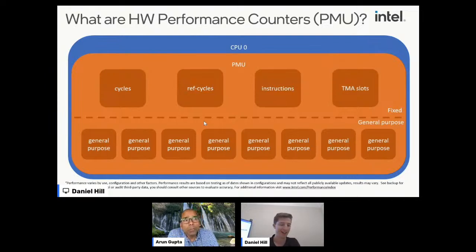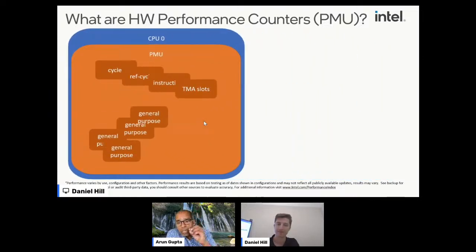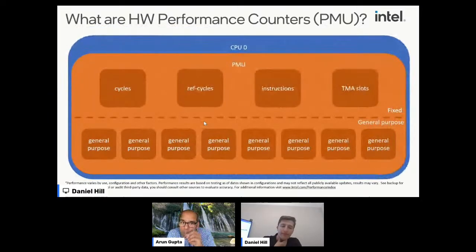So there's really a whole lot of value in just these core metrics. Who assigns what goes in the fixed registers, their purpose is clear. Who assigns what goes in the general purpose registers? Is it the programmer? Who does that? Yeah, so this is software defined. And I'll go into the tools that can do this in a second.